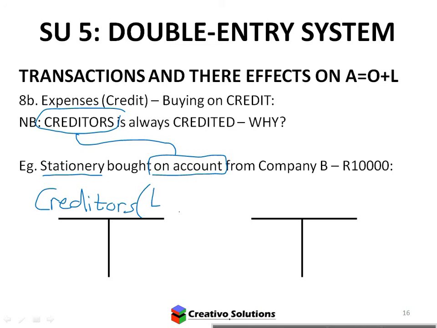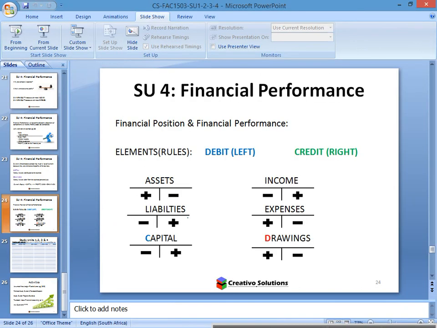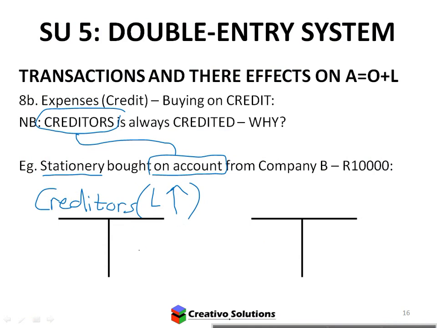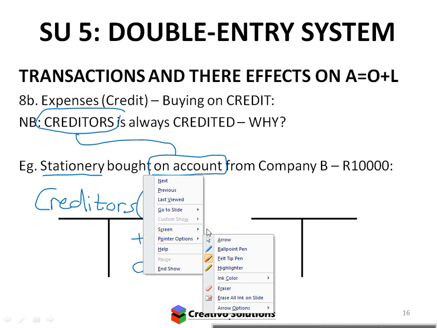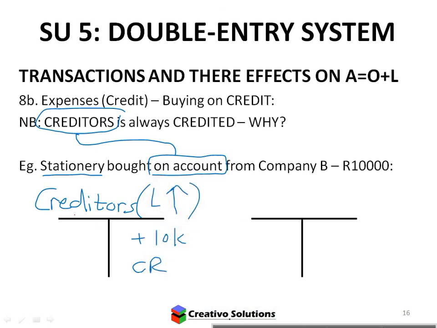So a liability will be affected. If I'm buying stationery from company B, am I going to owe them more or less? I'm going to owe them more. So the liability will increase. Now go to your rule. Where do liabilities increase? There it is, on the credit side. Perfect. So I'm going to put a plus 10,000 over there on the credit side. What did I buy? Stationery.